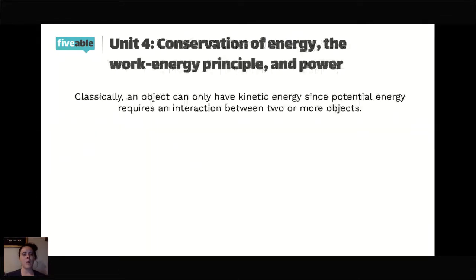Classically, an object can only have kinetic energy since potential energy requires an interaction between two or more objects. So if you are an object floating in the void, we'll say, you can only have kinetic energy. Because potential energy, if you have gravitational potential energy, you need some object creating that gravitational field. If you have elastic, you need some spring. You need something. There's some interaction between two or more objects that has to exist in order to have potential energy. Is all that's saying.